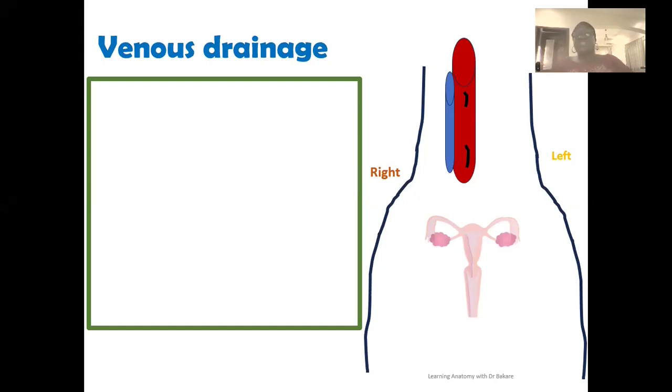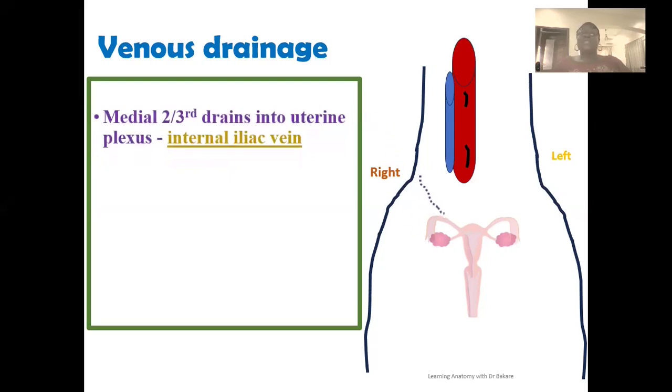For the venous drainage, the medial two-third is drained by the uterine plexus. And this is what is highlighted here in dotted blue. So you have the medial two-third drained into the uterine plexus, which is finally drained into the internal iliac vein. And we know that the internal iliac vein will drain into the common iliac before finally draining into the inferior vena cava.